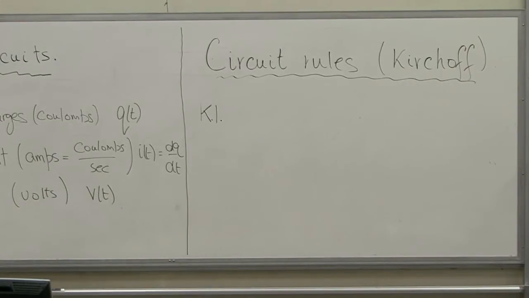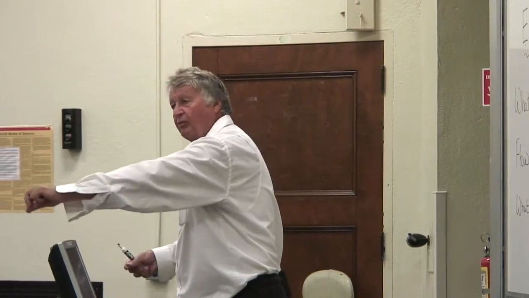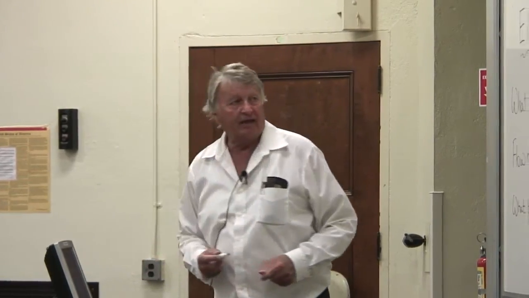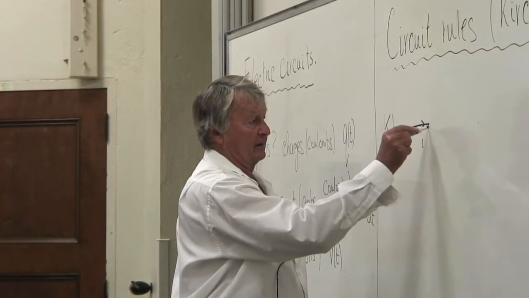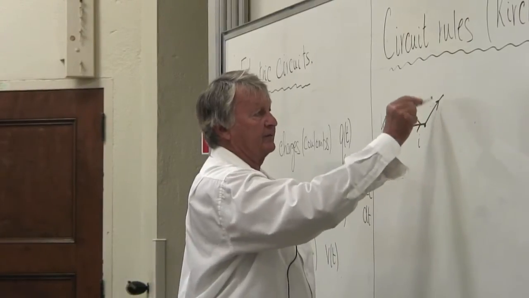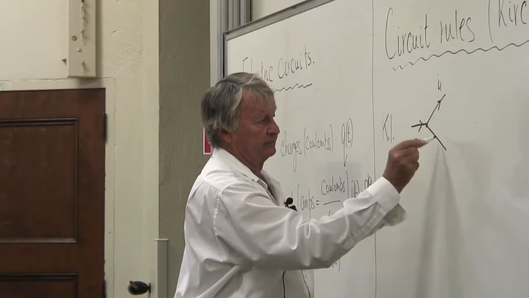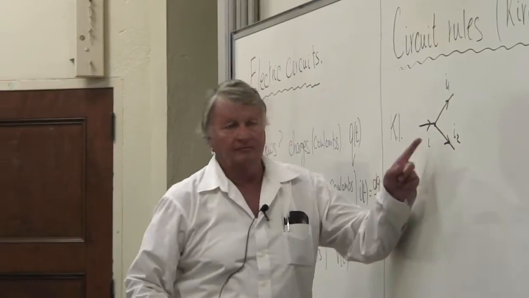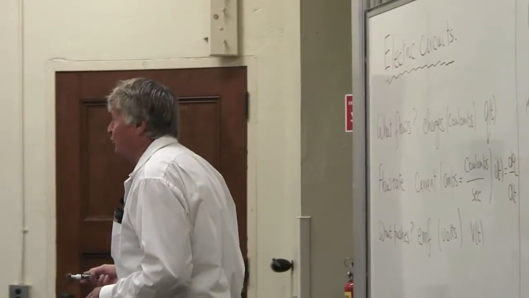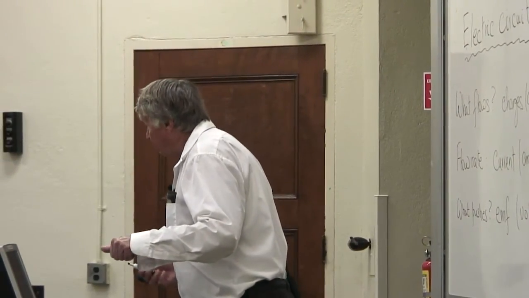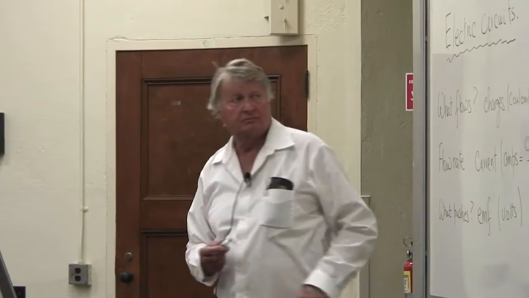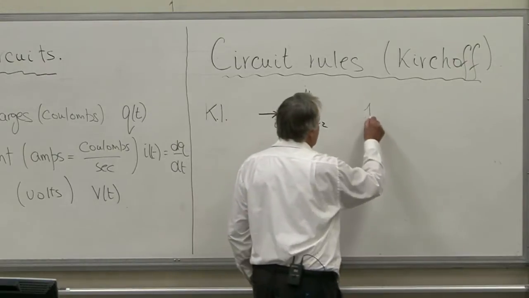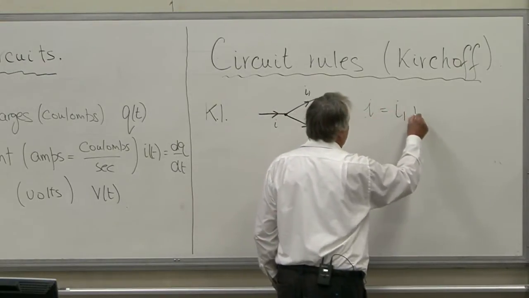a wire running along and it splits into two wires, where one bit goes this way, one bit goes this way, then the net current flowing into the junction is zero, or another way of putting it is the current that flows in is equal to the sum of the currents that flow out. So I equals I1 plus I2.